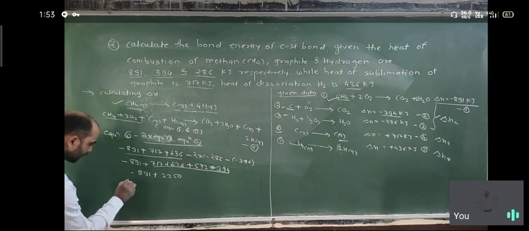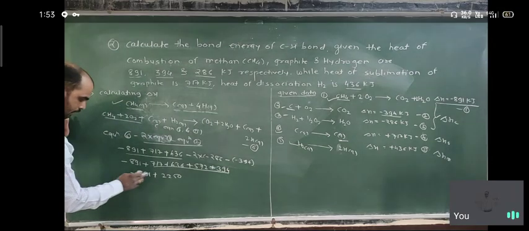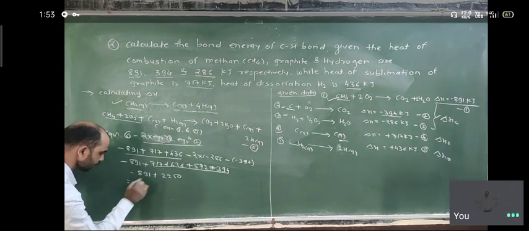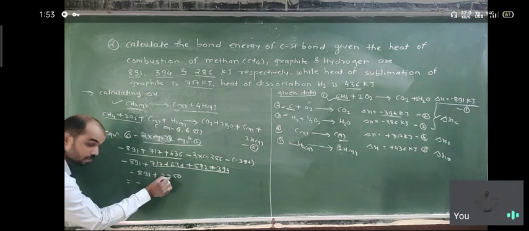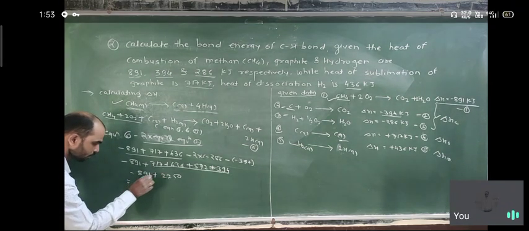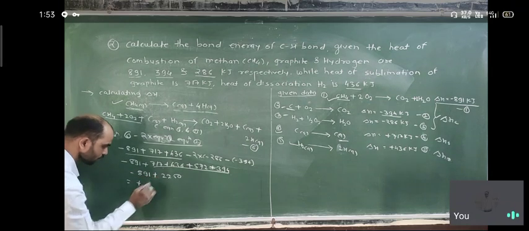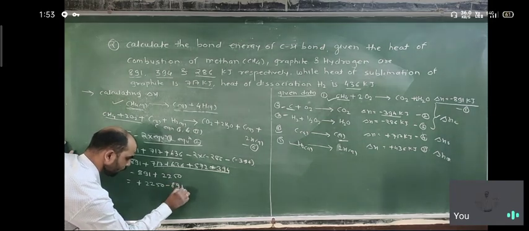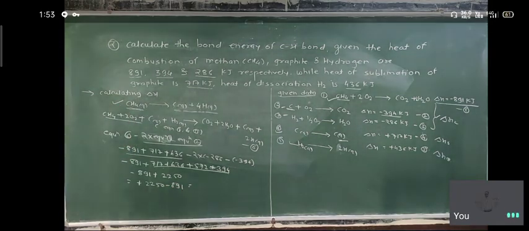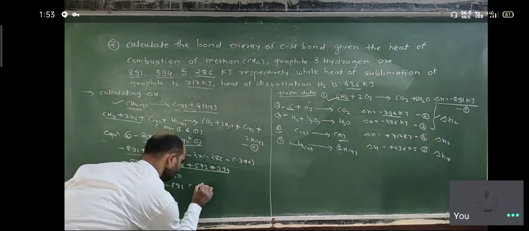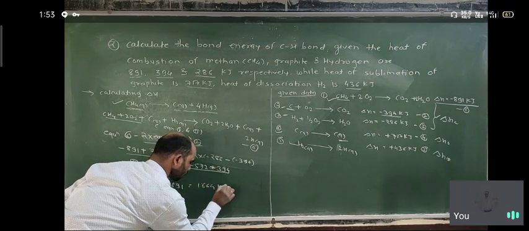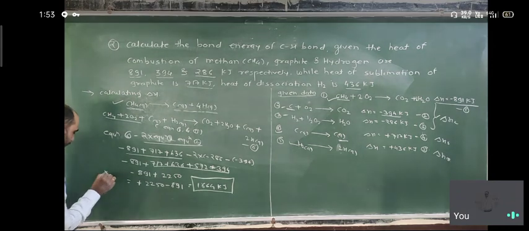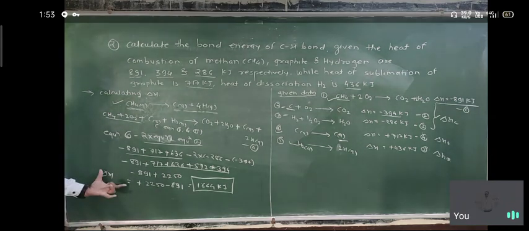So we have minus 891. The larger value gives the sign, so the overall sign is plus, and this goes to subtraction. 2250 minus 891 is equal to 1664 kilojoule. This is the total energy, this is the delta H.